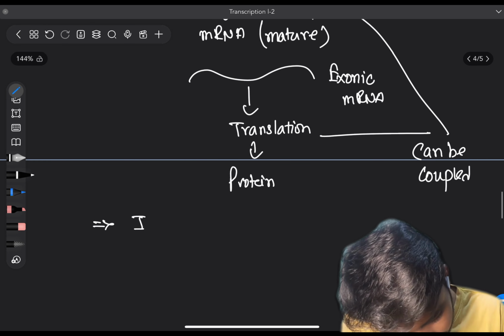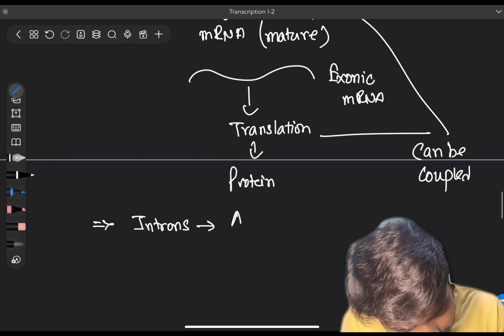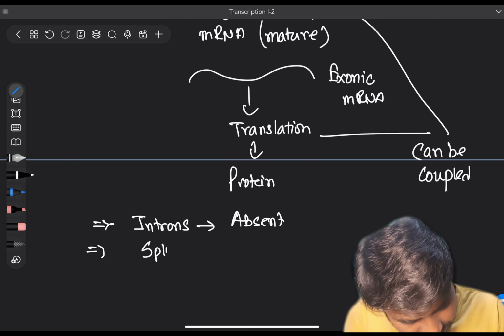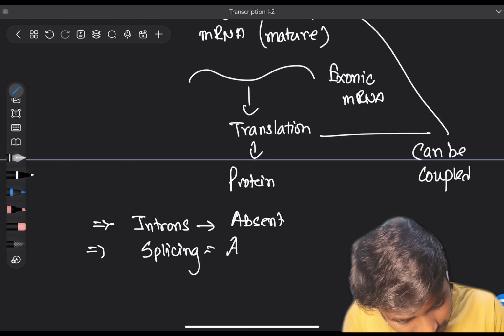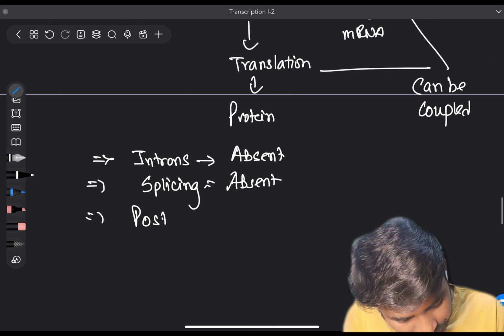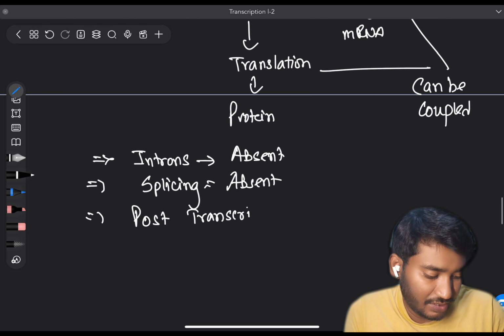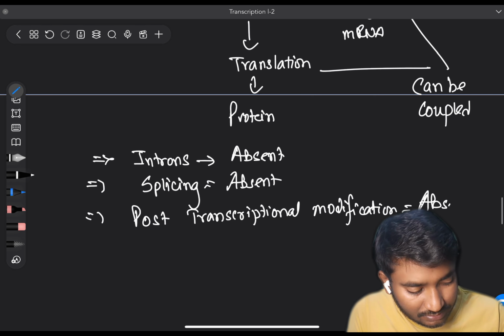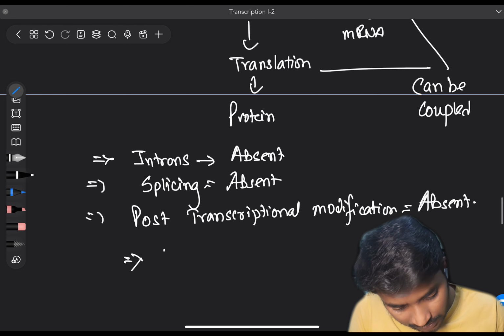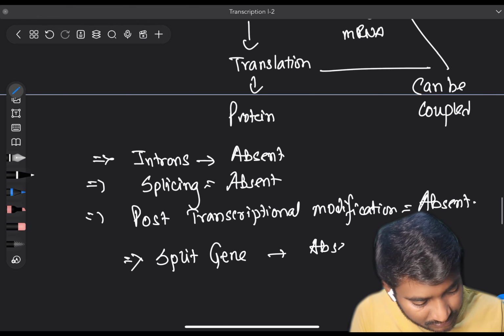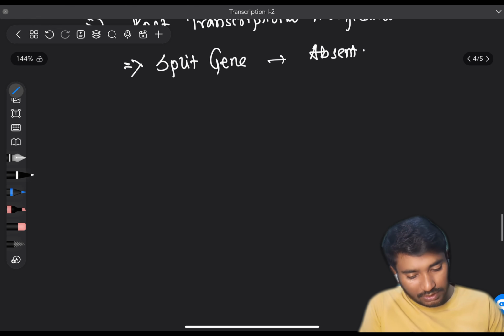Now, introns are absent in prokaryotes. Exons are present, splicing is absent, post transcriptional modification is absent, and the split gene is also absent.